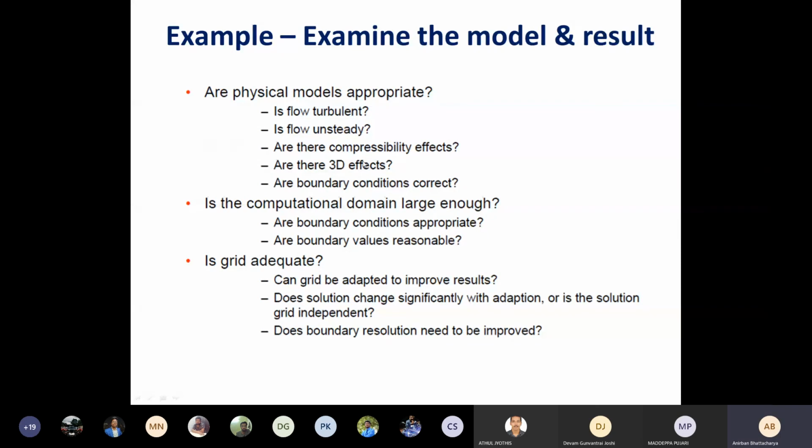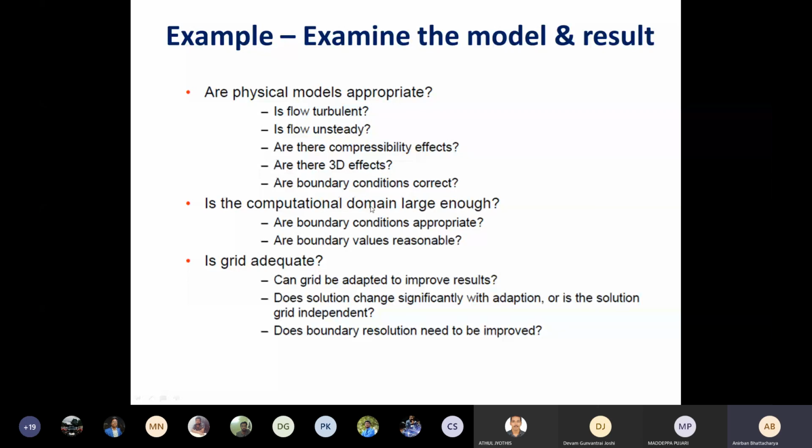For this case, obviously it is not important, but for say aerospace application, the velocities are very high, Mach number is very high, and compressible flows are important. Whether 3D effects are needed or can we simplify it to 2D? Have we given correct boundary conditions? So we have to think all this again. What about the computational domain? Whether we have taken the appropriate domain, right?